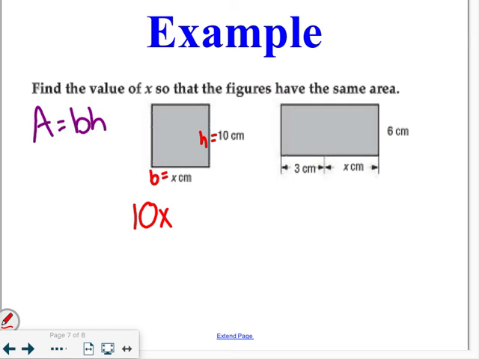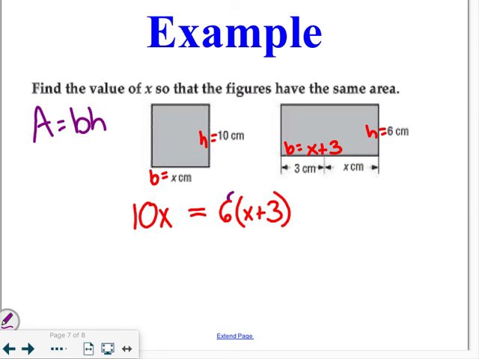10x. The second one, we are looking at 3 centimeters on the bottom and x centimeters on the bottom. So that means our base is x plus 3. Our height is equal to 6 centimeters. So in this case, our base times height is going to give us 6 times x plus 3. It asks us to find it so that they have the same area, which means those two values need to be equal.